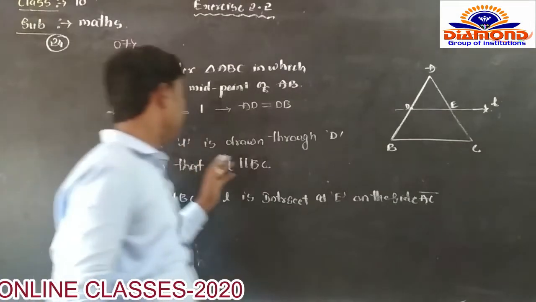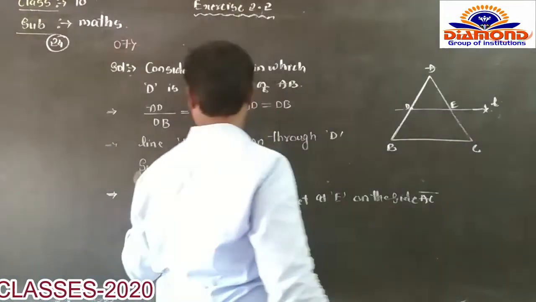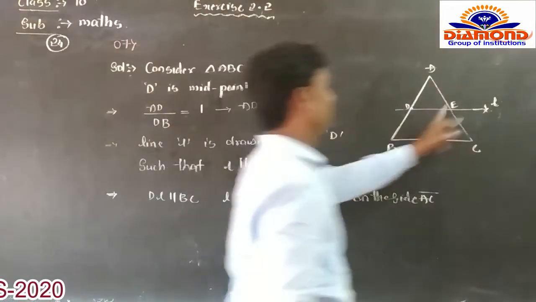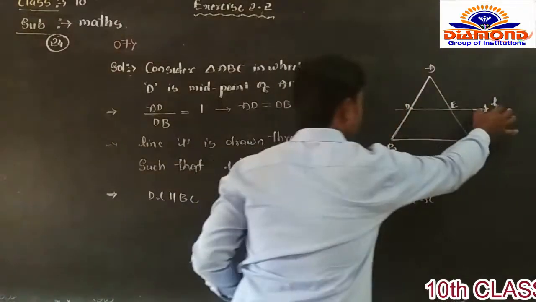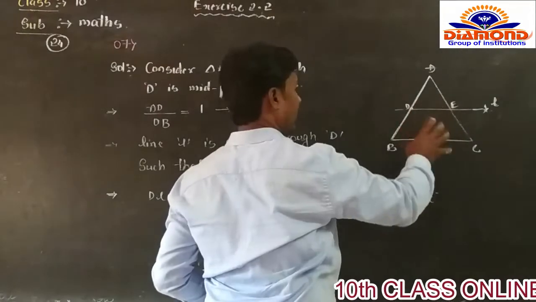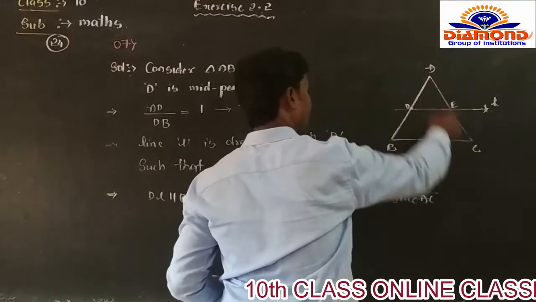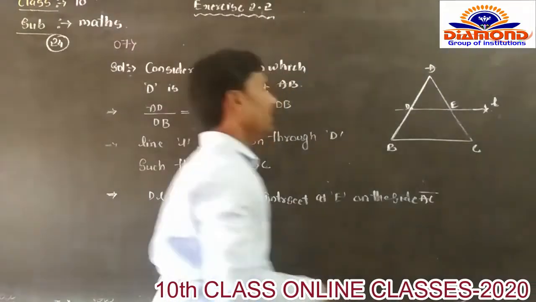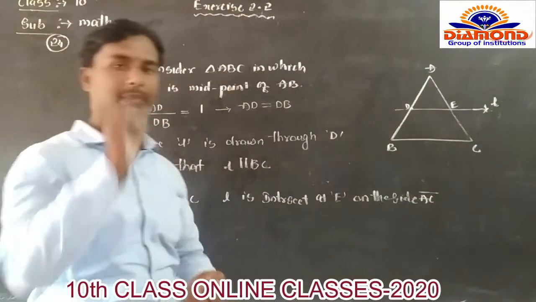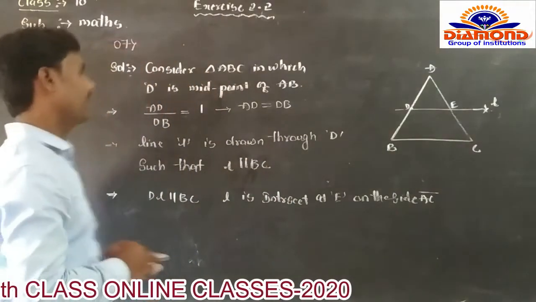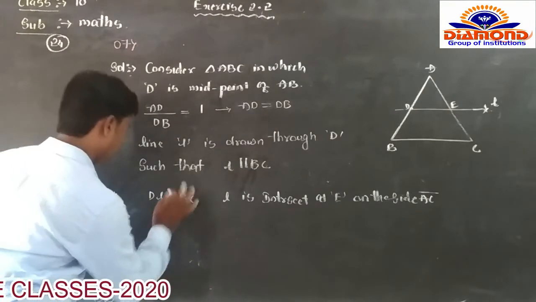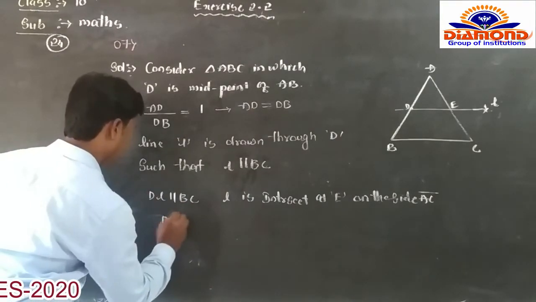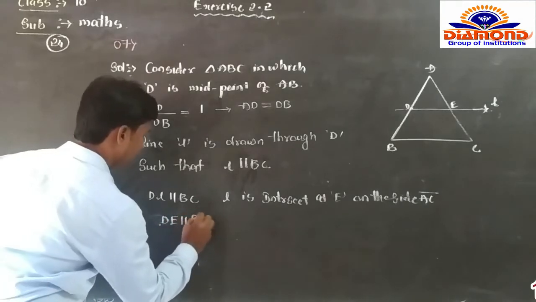Then line L is drawn through the D such that L is parallel to the BC. This line is parallel to the BC. Then this line intersects at the point E on the line AC. AC के ऊपर जो L line E point के ऊपर क्या हो चुका है, intersect हो चुका है. Therefore we can write DE is parallel to the BC.